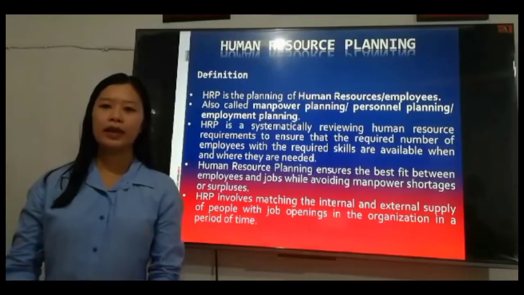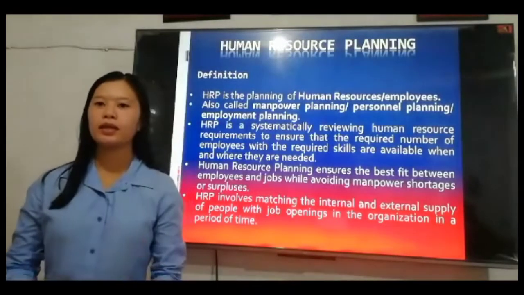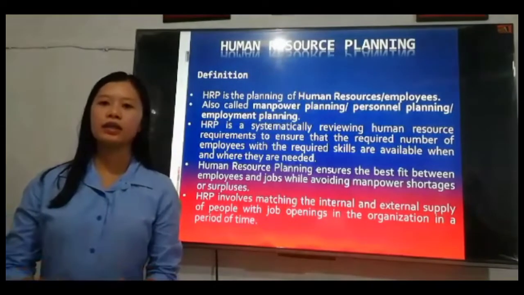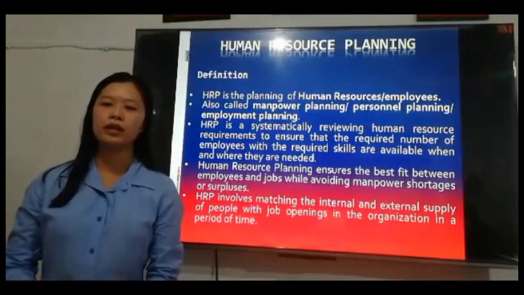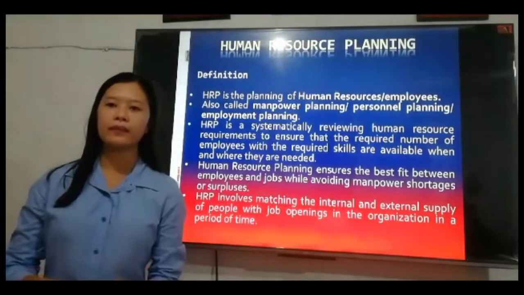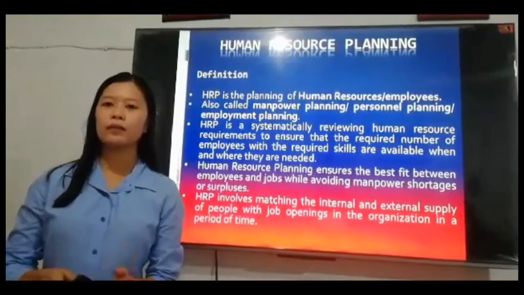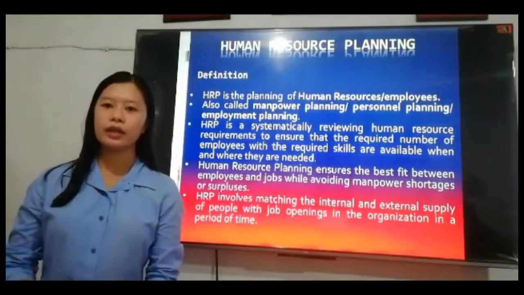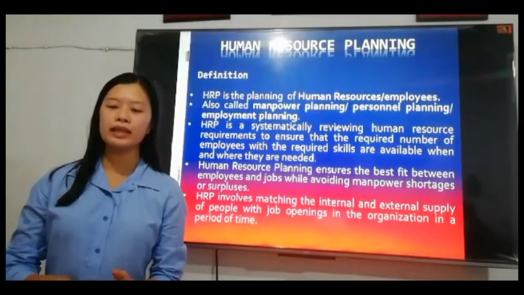Human resource planning allows companies to plan ahead so they can maintain a steady supply of skilled employees. That's why it is also referred to as workforce planning. The process is used to help companies to evaluate their needs and plan to meet those needs.